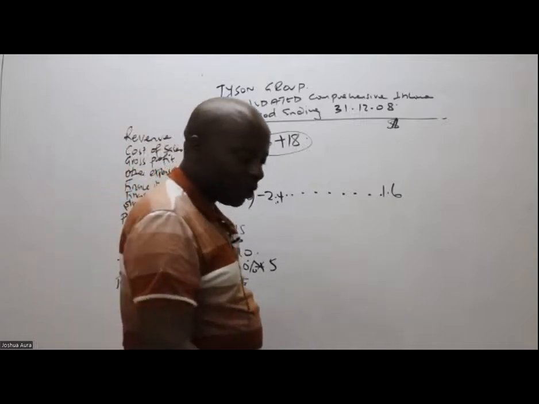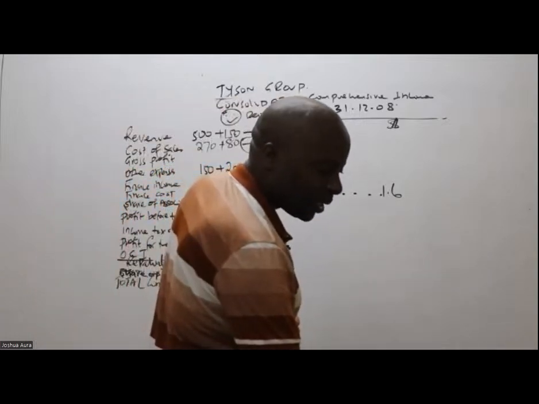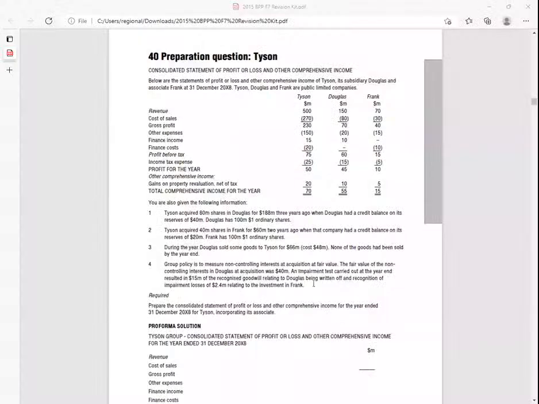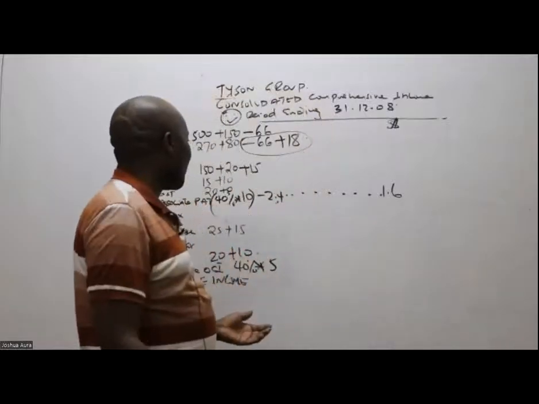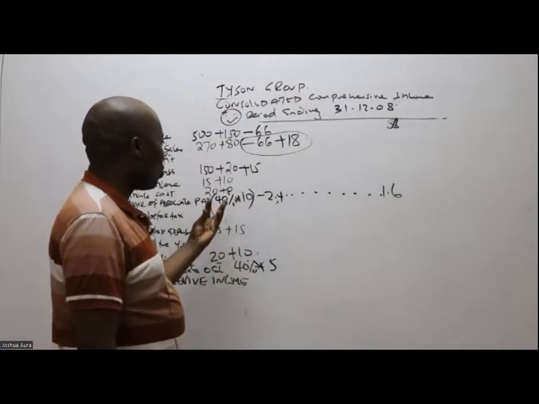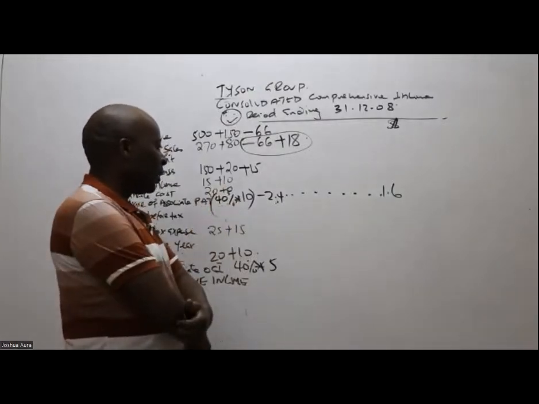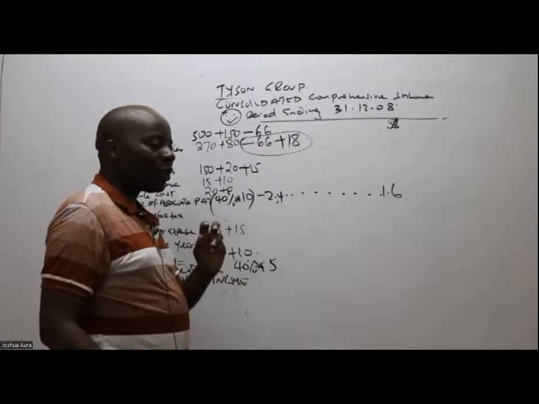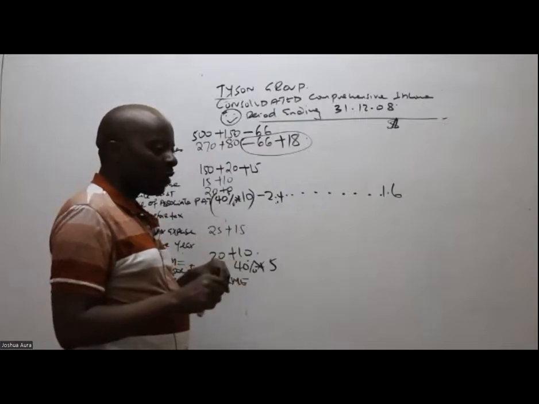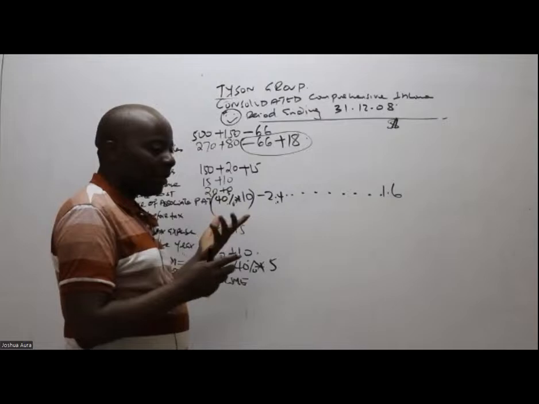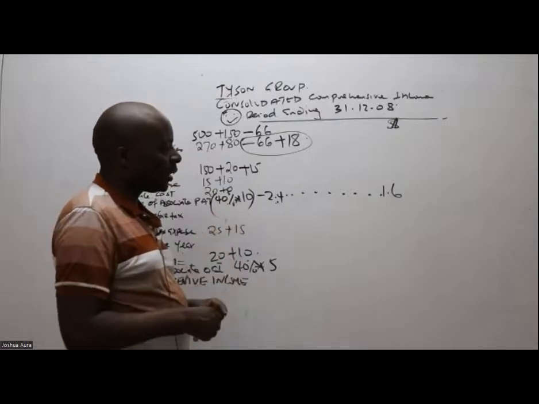They want me to repeat this concept. It's an impairment of the associate. We are told here recognition of impairment losses of 2.4 million relating to the investment in Frank. Frank is an associate, so I should go and recognize a profit, which is 4 bob. 40% of 10 is 4 bob. Out of this 4 bob, I'm required to charge that 2.4 from that income. I've taken an income, so subtract that expense of 2.4.